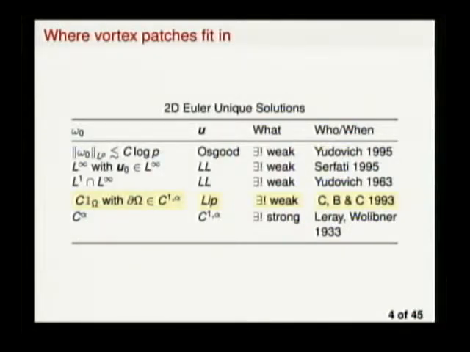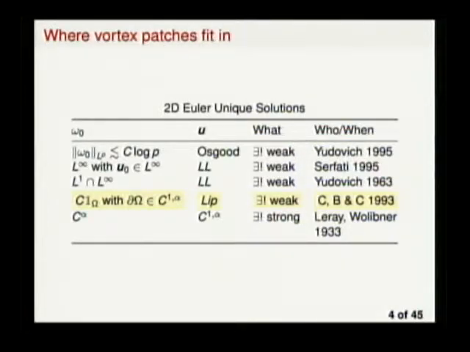And those two are, in some sense, very close to each other. Of course, they're miles apart. And in some sense, the vortex patch is in between, because the velocity field, as it turns out, is Lipschitz, not just log Lipschitz. And it ends up making a big difference. Okay? But that's where they fit in terms of the well-posedness theory.